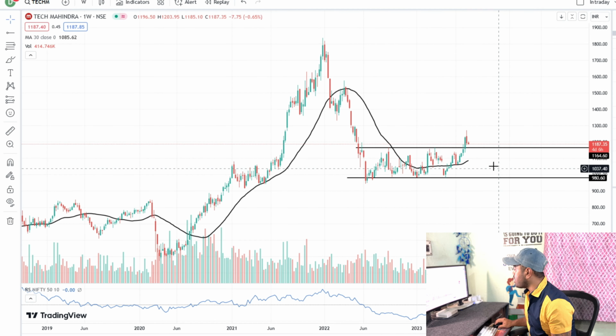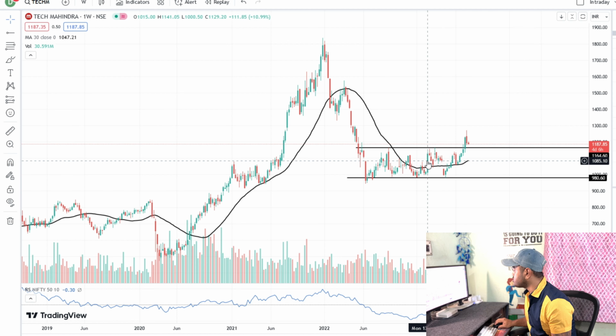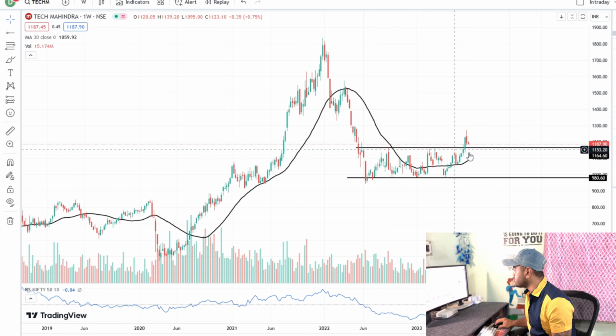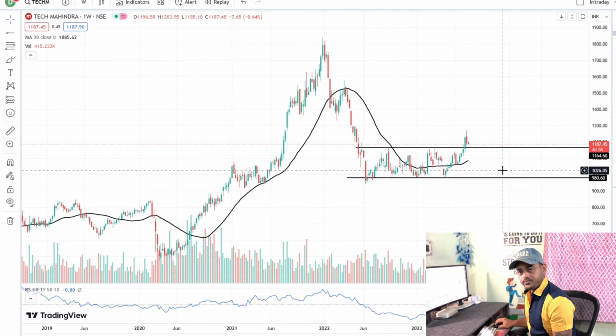Before it broke out of that range, it also broke out of the 30-week moving average with significant volume. You see the volume is around 30 million. And there was a grouping of volume when it was breaking out of this level, 1164, which was a key level because it could not break out of it for over 1 year.